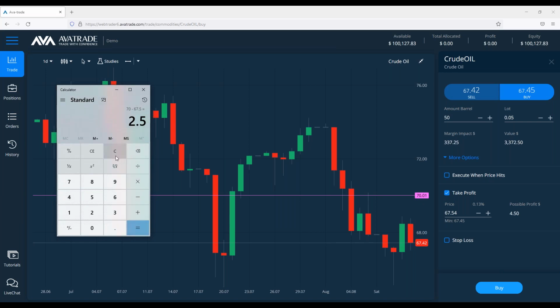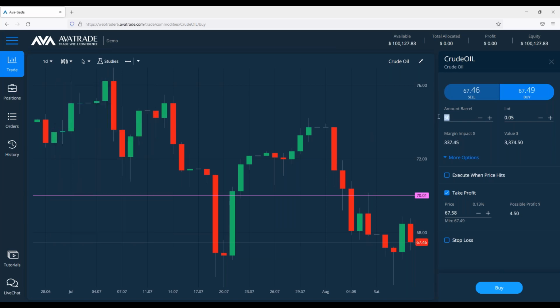Okay, but to make 1,000, how many barrels do we need? Let's see. 1,000 divided by 2.5. Oh, 500 barrels. Let's see how much is that. 100 barrels, 0.4. Let's see if it matches. In this case, we are with a buy. Take profit, $70. Okay, almost 1,000.